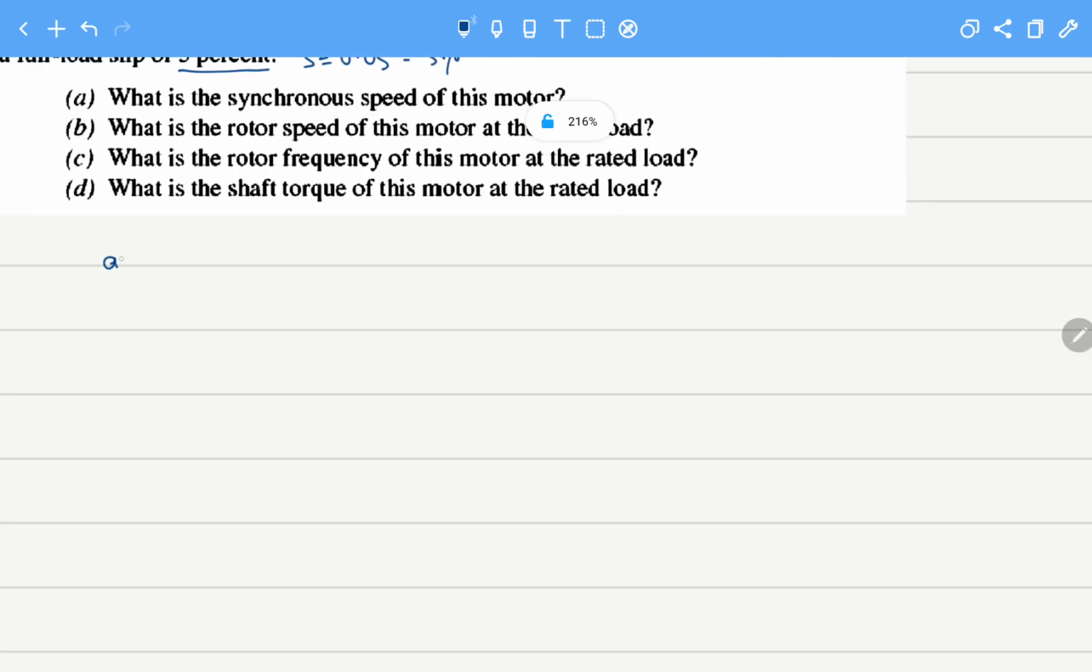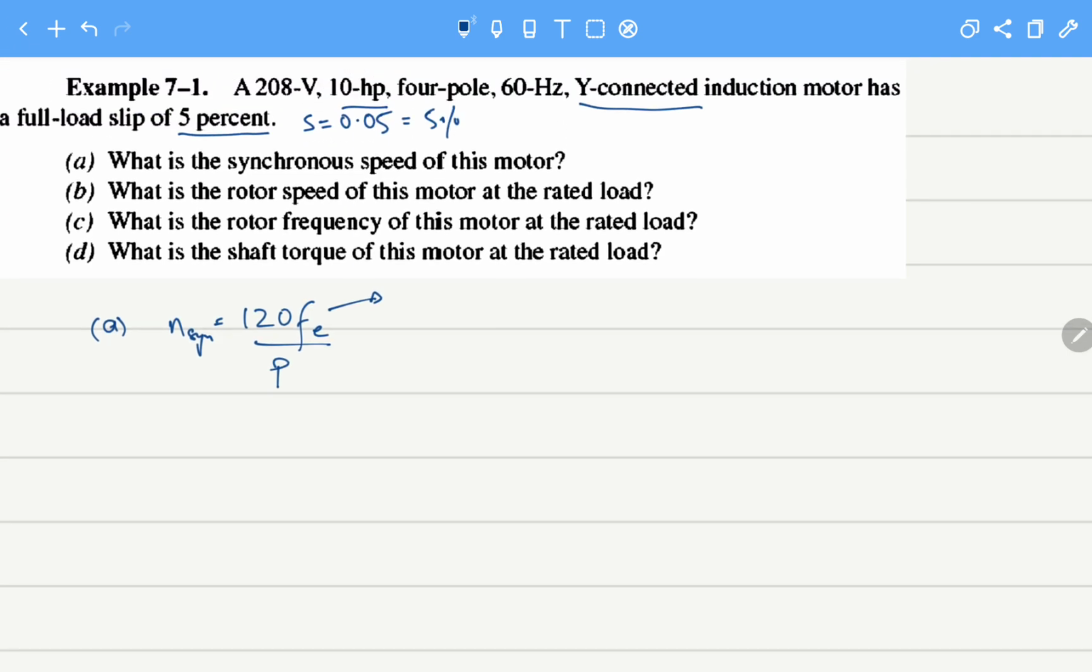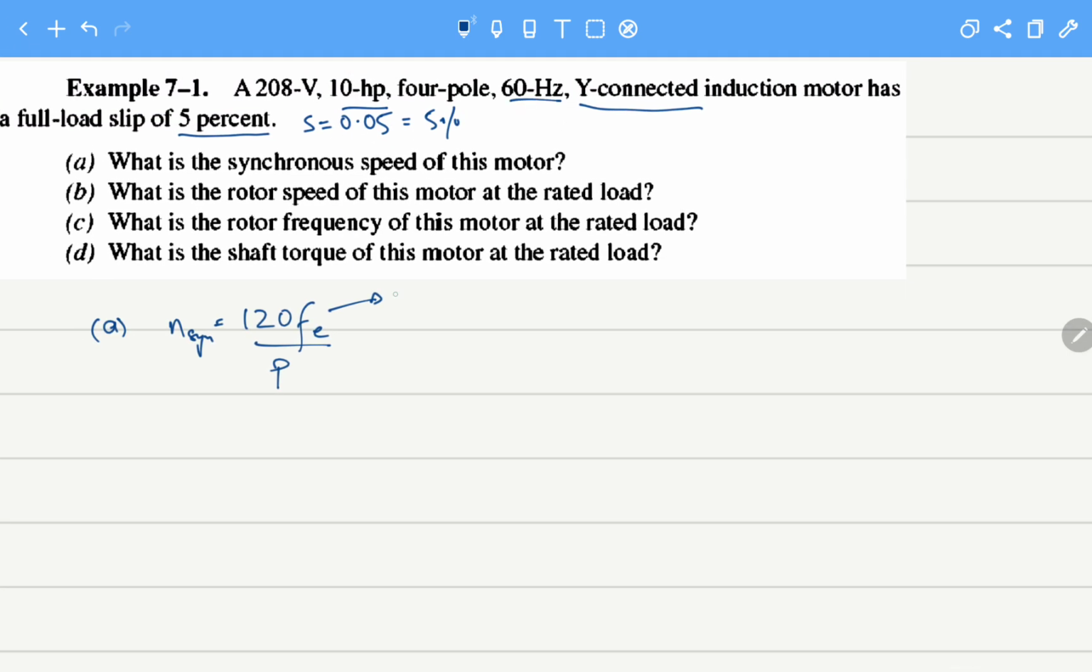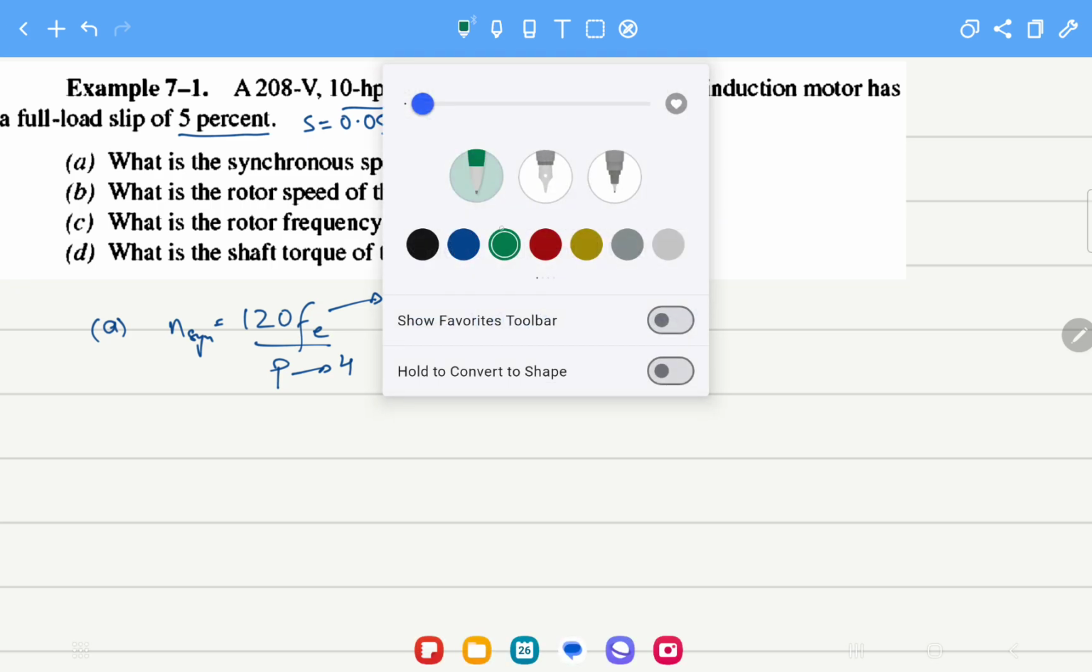this motor? For the synchronous speed, we know that the formula is 120 F electrical over P. And for F electrical, let's see how much the electrical frequency is. It is 60 hertz. What is the number of poles? Yes, we have a 4 pole machine. So the synchronous speed of this motor is 1800 rpm. What is this speed? This is the speed of the rotating magnetic field inside the motor.